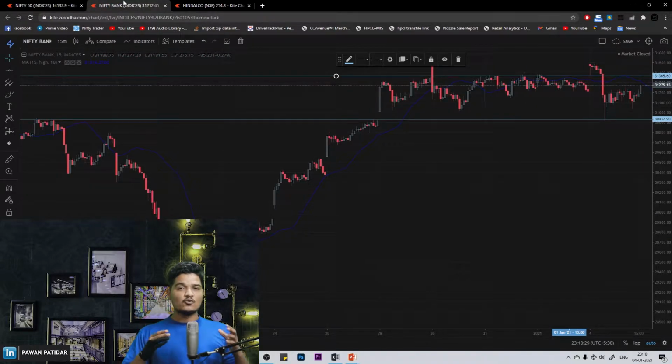Now let's move to Bank Nifty. Here if you see, the support is at 30,932 and resistance is at 31,365. Here also I am taking 15 minutes candle only. Well, this is the support and resistance for tomorrow's market. Let's discuss what happened in today's market.